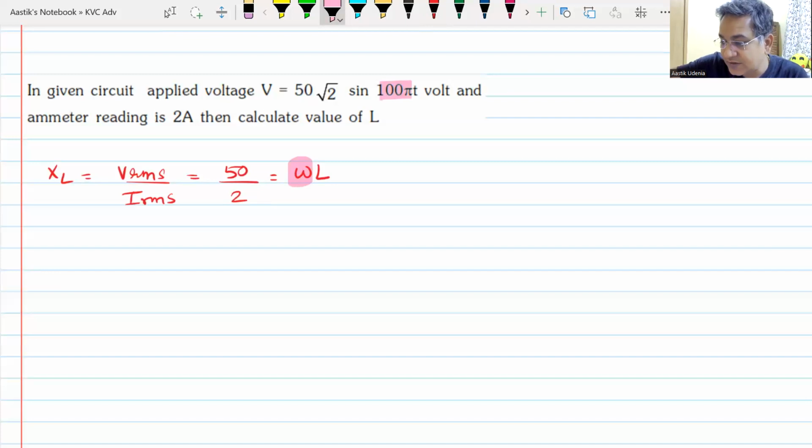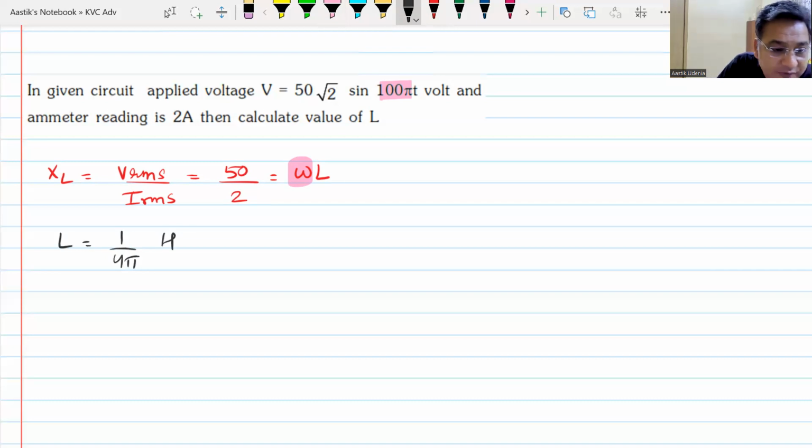So once you understand all of these things, you should be able to calculate the value of L from here, and the value of L that you are going to get will be equal to 1 by 4 pi. Remember the SI unit is Henry, so the answer is 1 by 4 pi Henry. Do we get this? Yes, sir. Everyone gets this? Shall I move on to the next question? Yes, sir.